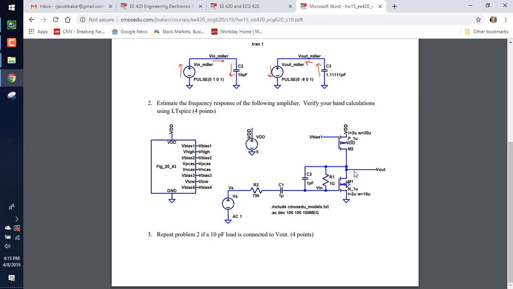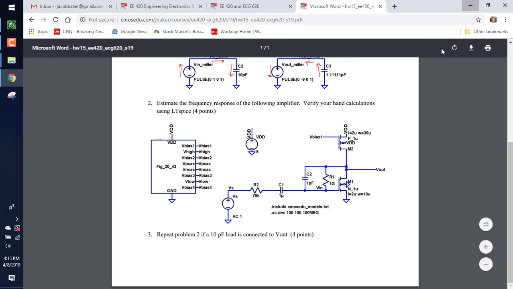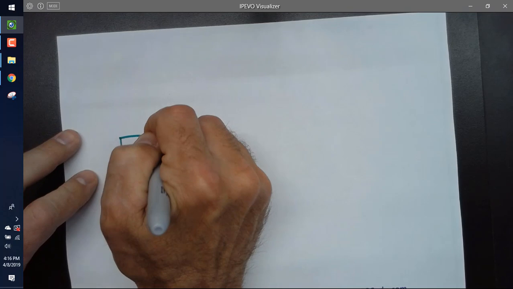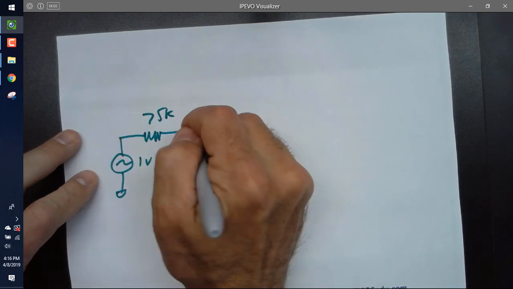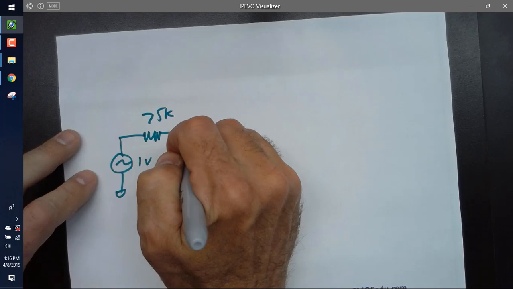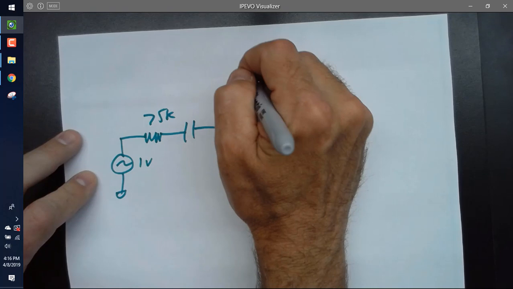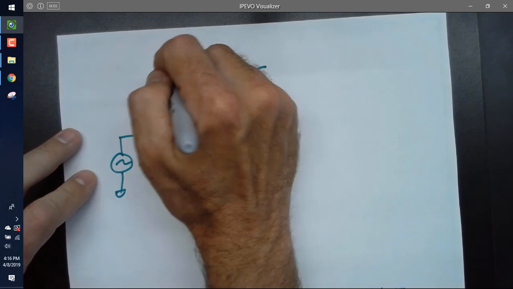I didn't plan right. I know, let me get what we have here, 75K, 1 pico, I think we're done. So I think I can remember that. So we have our nice little 1 volt source. We have our 75K. We have a big capacitor I'm not going to draw. And I have a little bias here.